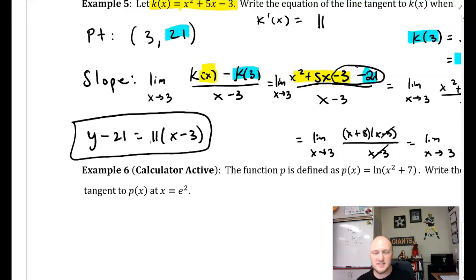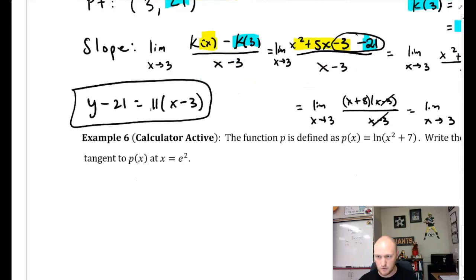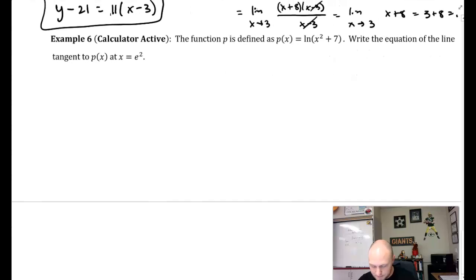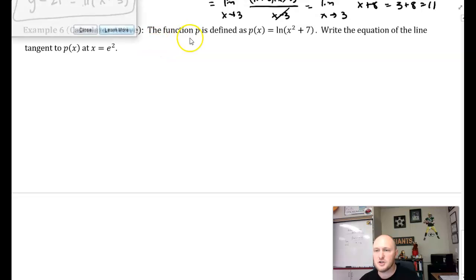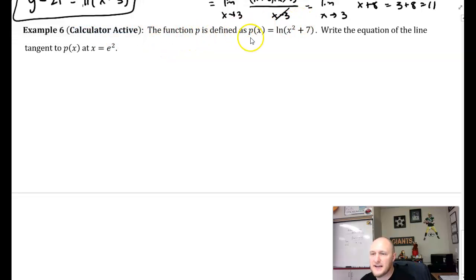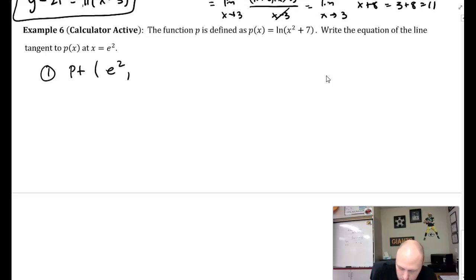All right, the next example uses a calculator, so you'll want to go ahead and have access to your calculator. And they say the function p is defined as p of x equals the natural log of x squared plus 7. Write the equation of the line tangent to p of x at x equals e to the power of 2. Okay, line tangent, I need two things. What are the two things that I need? A point. Very good.